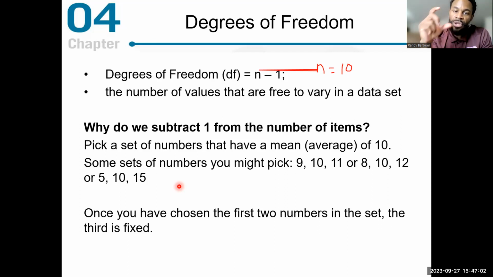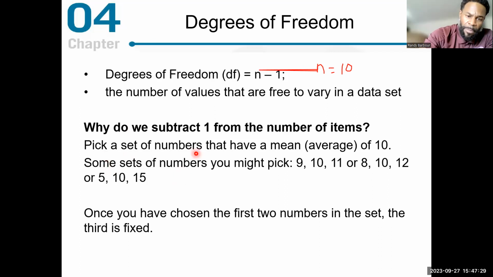So again, when you are using degrees of freedom, we're just recognizing that the first 9 scores are free to vary in whichever way you want to vary them, right? But once you select that 9th variable, 1 through 9, that 10th variable has to be a specific value because it has to match whatever the mean is for that data set. Okay, so here's another example.